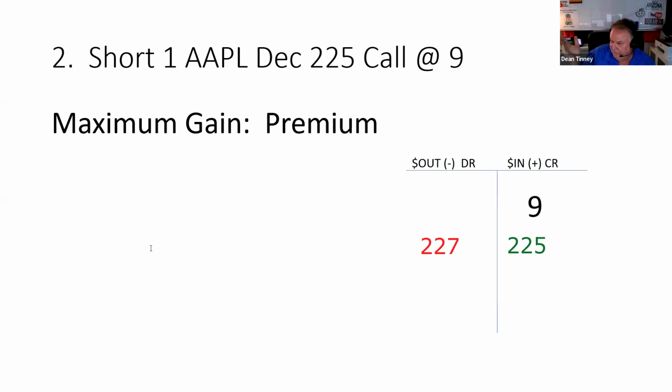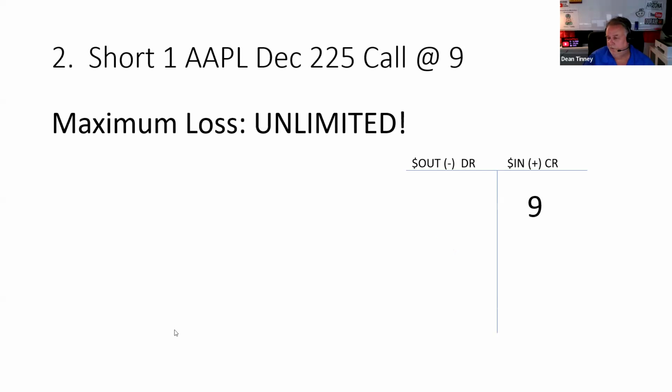As long as we got money left over, it's going to be okay, right? It'll be okay as long as it doesn't go past 234. Guaranteed test question. Once it goes past 234, we start to lose money. And how much money can we lose? Unlimited.